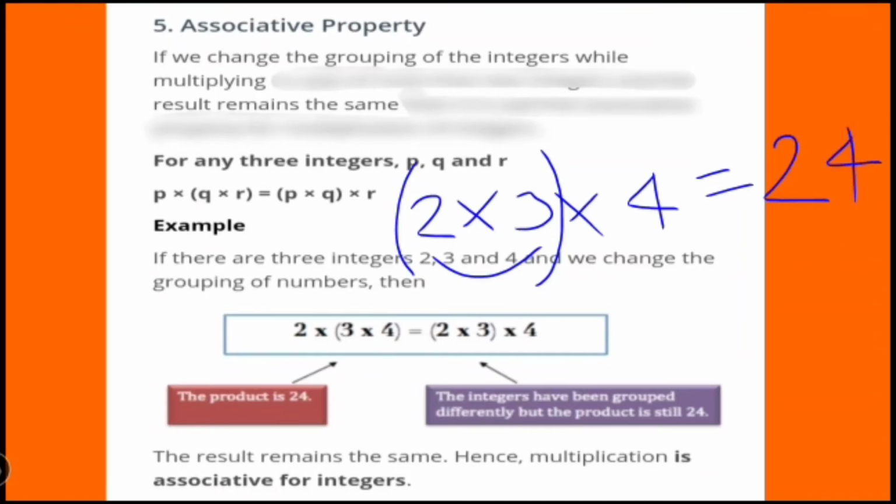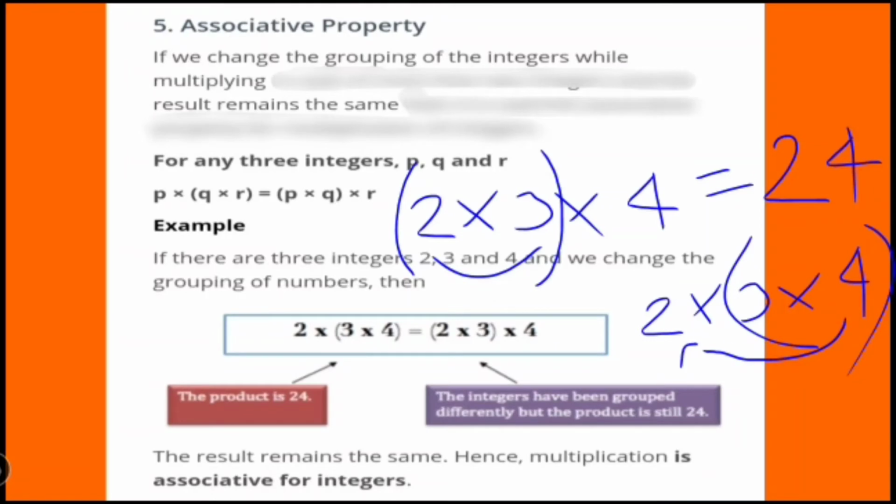Okay, now see the other one. 2 into 3 into 4. Group these two, then find the product of these and multiply with the first number. So the result will be the same. However you change the grouping of the integers while multiplying, the result obtained will be the same. First you grouped these two numbers, then found the product. Then you multiply the product with the third number. The result obtained is 24.